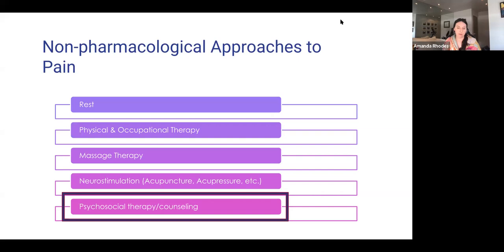So there are non-pharmacological approaches to pain. Oftentimes the number one is rest. The number one prescribed non-pharmacological approach to pain is rest. Physical therapy and OT are really great. Massage therapy might get introduced, neurostimulation like acupuncture, acupressure. And then of course there's psychosocial therapy and counseling. That's what we're going to hone in on today.